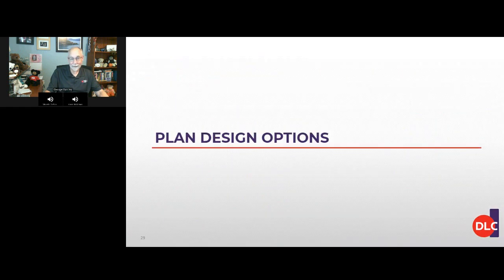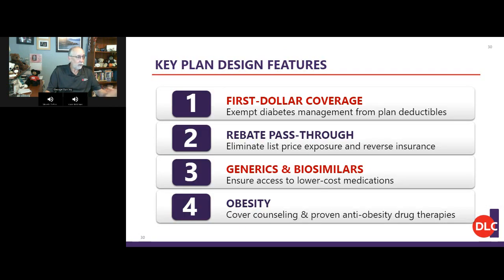So let's talk about plan design options and what can we really do about all of this. We advocate for first dollar coverage, exempting diabetes management from plan deductibles. We believe there's a lot to be said for giving that patient what they need in order to manage their condition. And you can do that, I'm going to touch on that in a minute, even in a high deductible health plan. Rebate pass-through, we're going to talk even further about the cost of that, eliminating list price exposure and that reverse insurance where the sick are subsidizing the healthy.